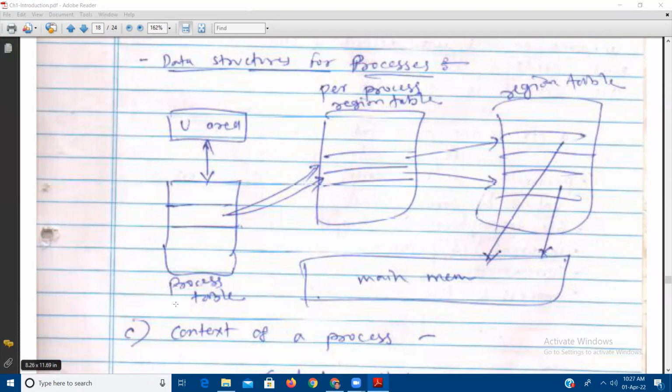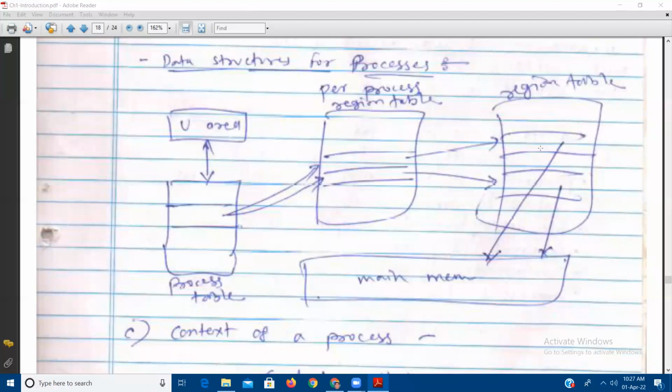Two processes may share a text region. So the text region is normally called a shareable one. In that case, in the region table, only one entry will be there. If we assume this is the per process region table of P1, then P2 will also have its own per process region table, and from these two tables, the two pointers will be pointing to the one entry inside the region table, that is the text region, because the text region is normally shareable.